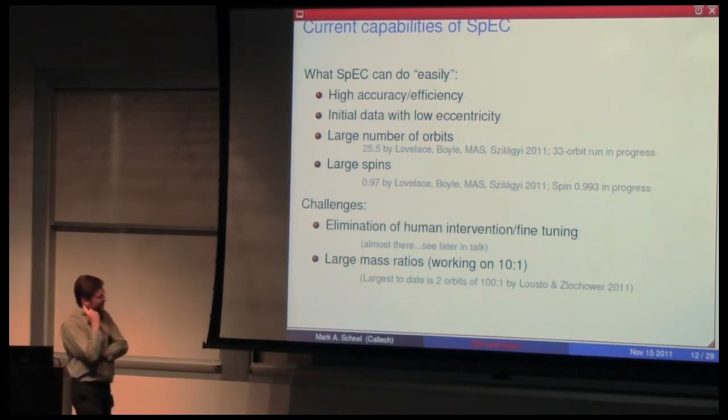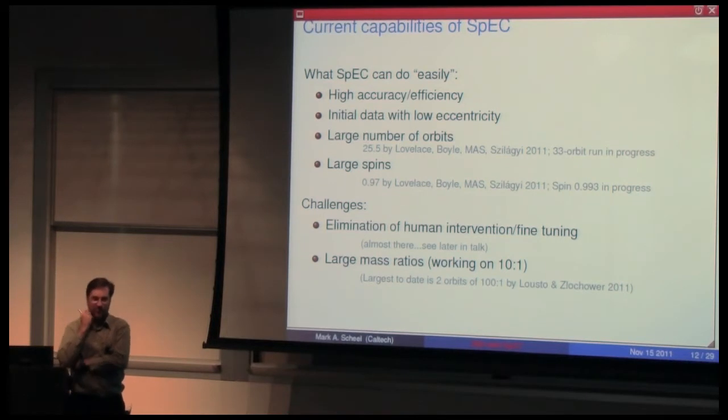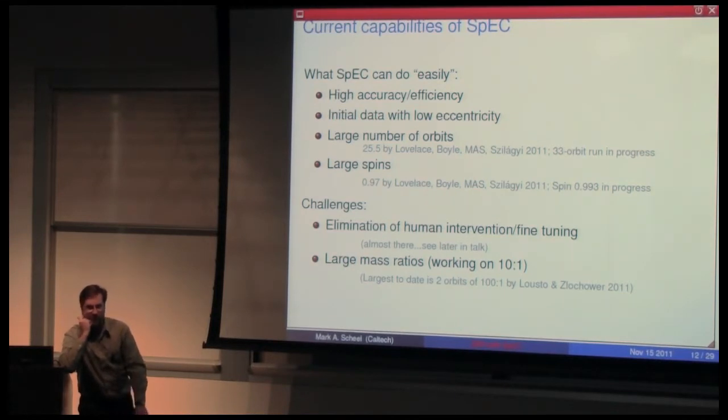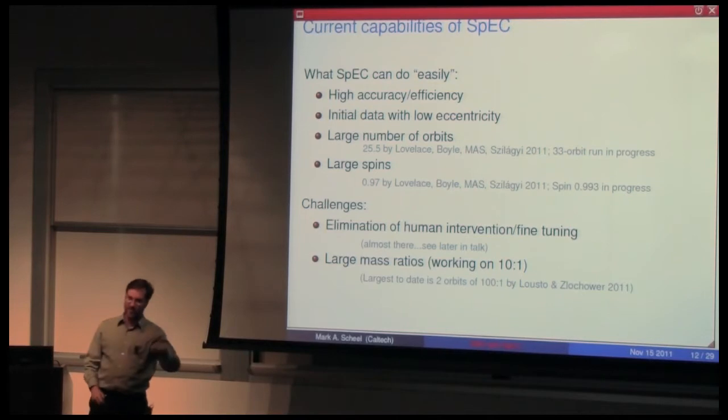Now let's go to the challenges, the things that I usually don't like talking about. So one challenge is the elimination of human intervention and fine-tuning. Because of the complications of some of the spectral methods, it turns out that a lot of SpEC runs need to, or at least in the past needed to, be finely tuned. I showed you this picture of the excision boundary and the horizon getting very close to each other. Well, if you don't control that exactly correctly, they might cross, and then everything goes wrong. And you say, oops, I better change some parameter and try again.